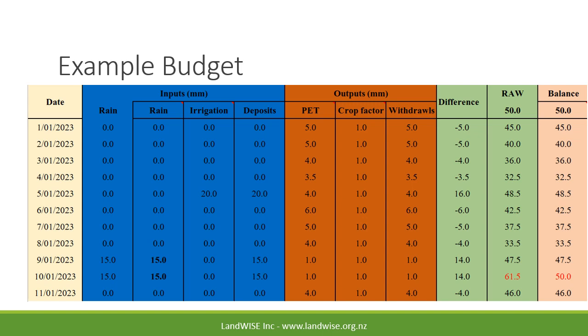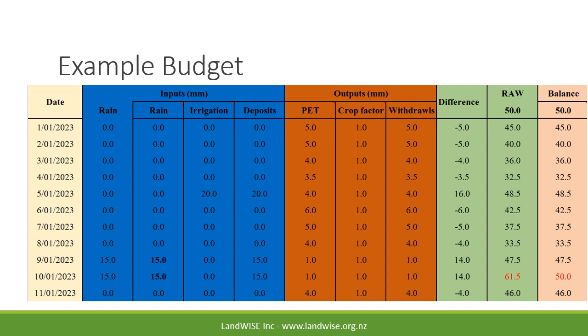This is an example budget. So we are tracking inputs in blue, outputs in brown, and the difference in green and the balance in the pinky colour, and of course we have the date. Inputs are added up as our total deposits, and our outputs are added up as our total withdrawals. In this example we're using a fully developed crop, so we have a crop factor of 1. So we take our PET times that by 1, which gives us our millimetres of evapotranspiration.